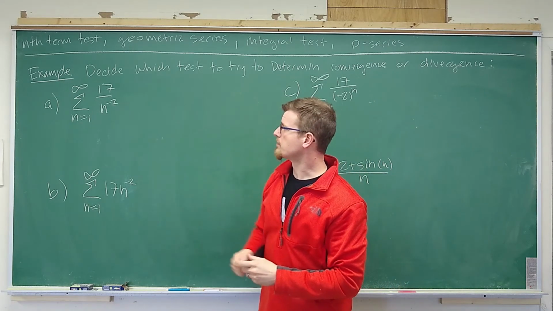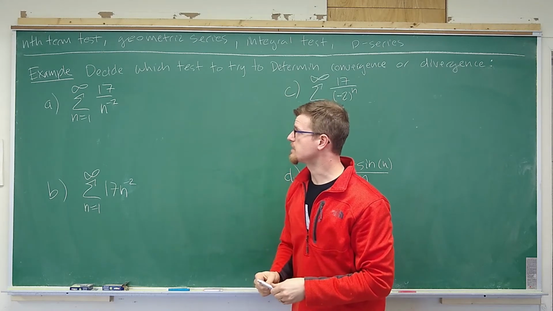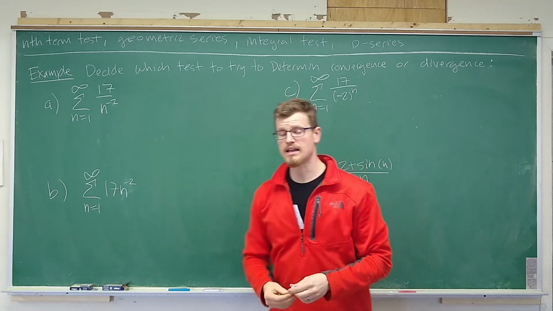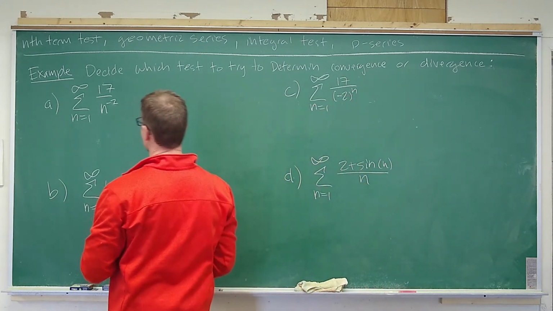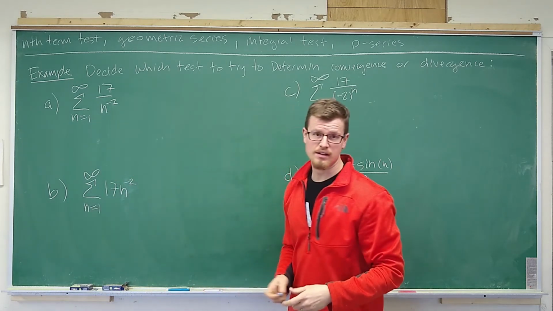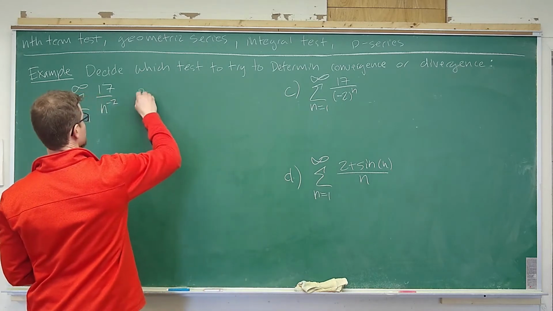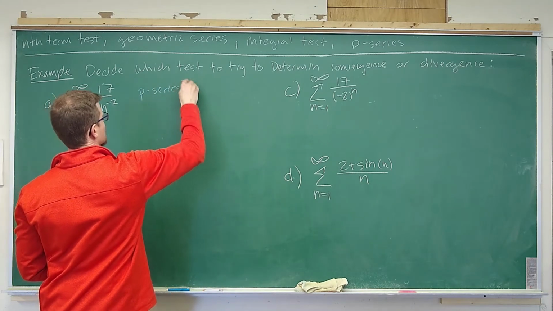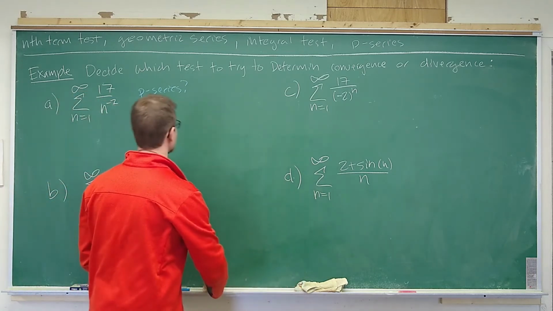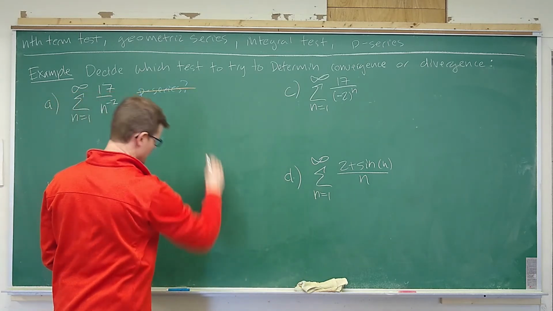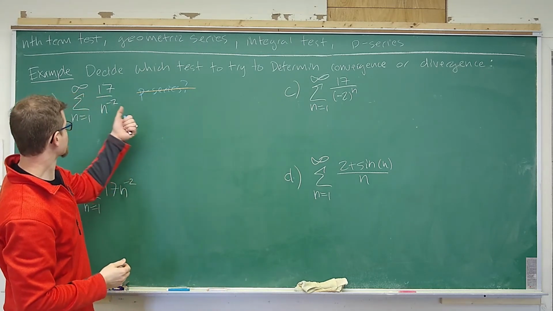So for the first example, we have the sum from 1 to infinity of 17 over n to the negative second power. All right, so you might say to yourself, oh man, that looks really nice. That looks exactly like a p-series. That's fantastic. So you might say p-series. And while that's a perfectly appropriate thing to think, in this case, it's actually not a p-series.